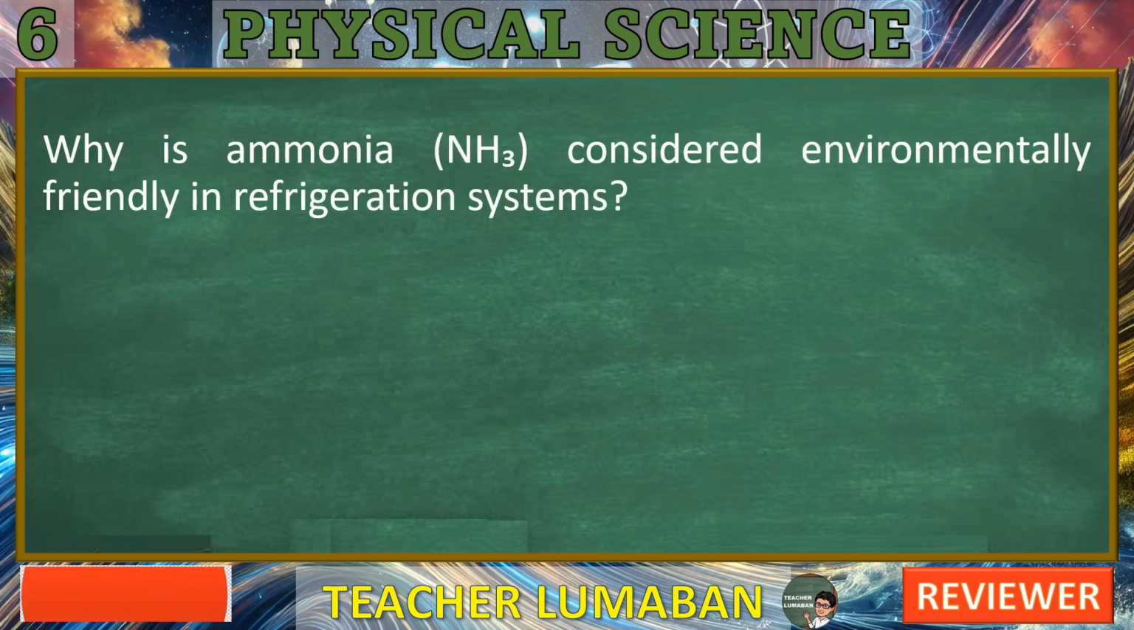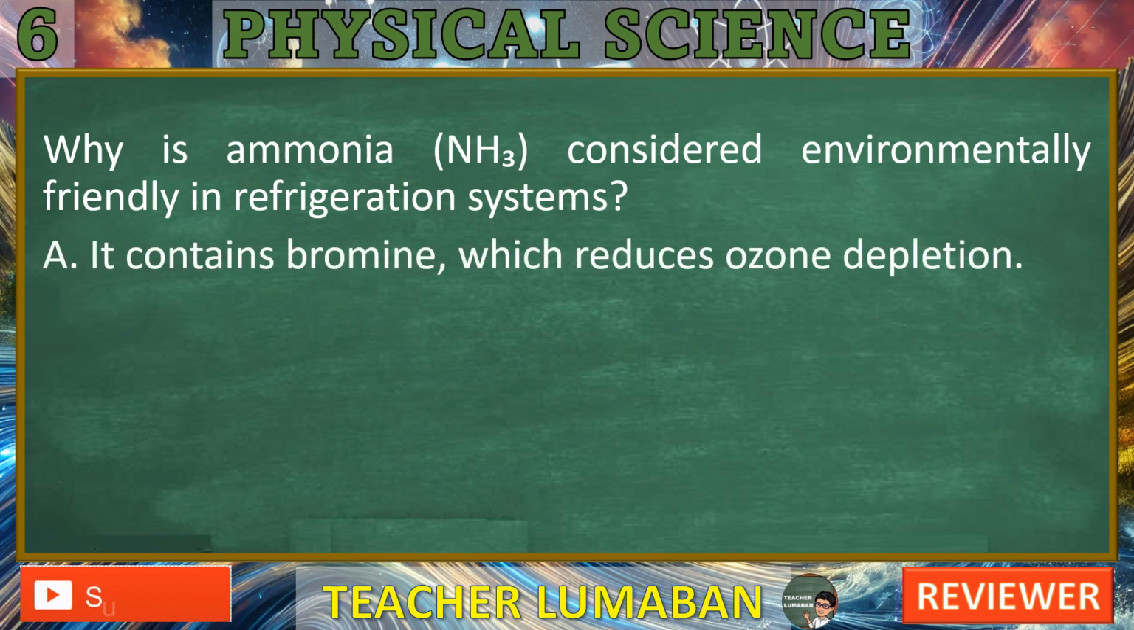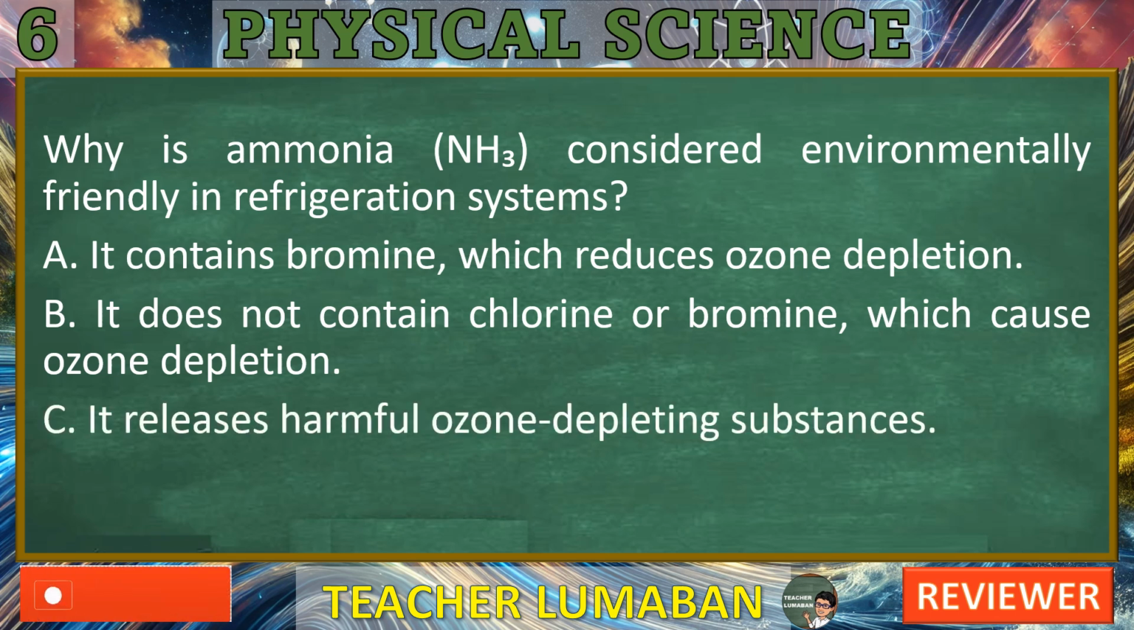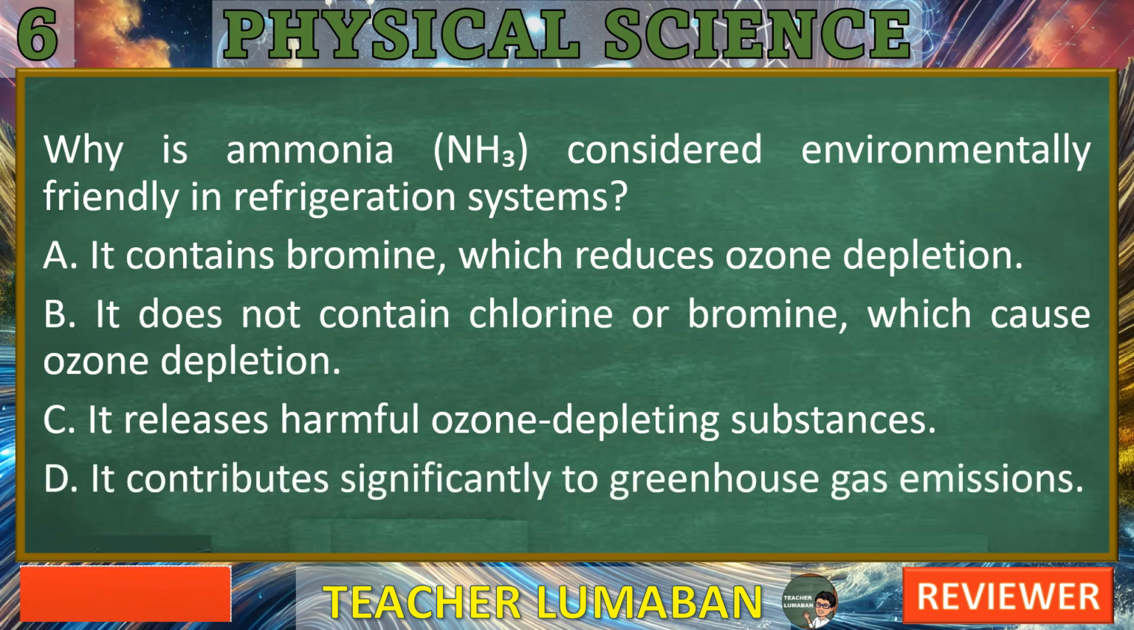Why is ammonia, NH3, considered environmentally friendly in refrigeration systems? A. It contains bromine, which reduces ozone depletion. B. It does not contain chlorine or bromine, which cause ozone depletion. C. It releases harmful ozone-depleting substances. D. It contributes significantly to greenhouse gas emissions. In the next 5 seconds, select the best response from the available options. 5, 4, 3, 2, 1.